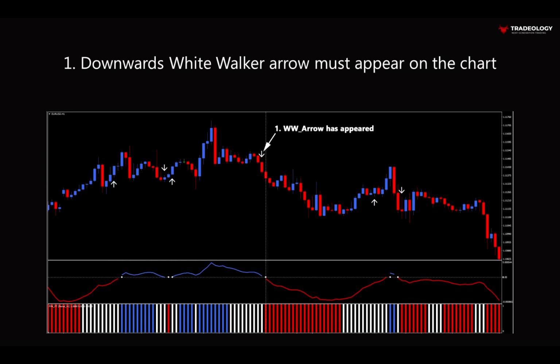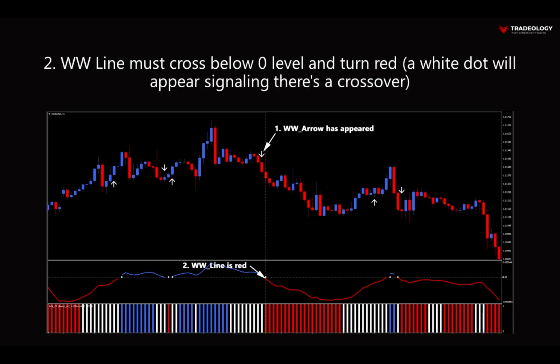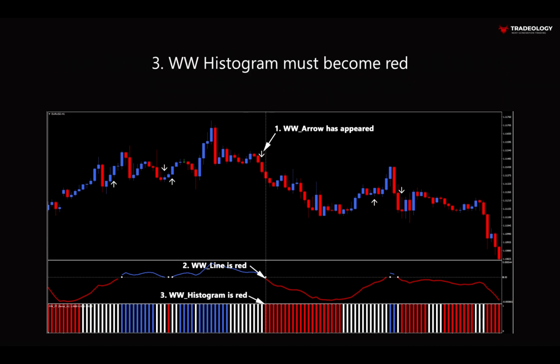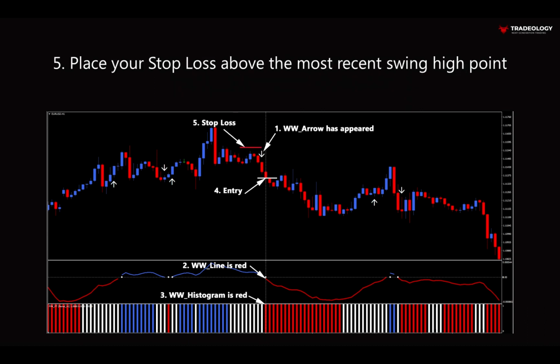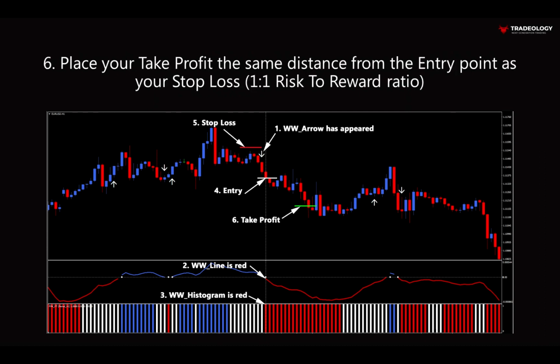Let's now look at the sell rules. Number 1, a downwards White Walker arrow must appear on the chart. Number 2, the WW line must cross below the 0 level and turn red. 3, the WW histogram must become red. 4, once all the conditions have been met, enter the sell or short trade at the close of the candle. 5, place your stop loss above the most recent swing high point.